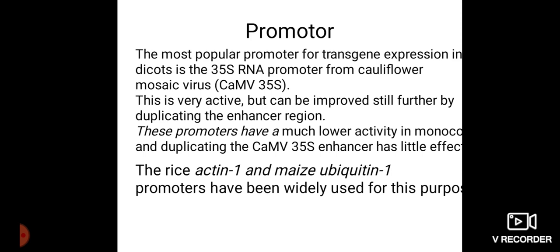Then further we will enter into the specific types of promoters which have been used in plant systems and applications of plant biotechnology, which we will see in the next videos.